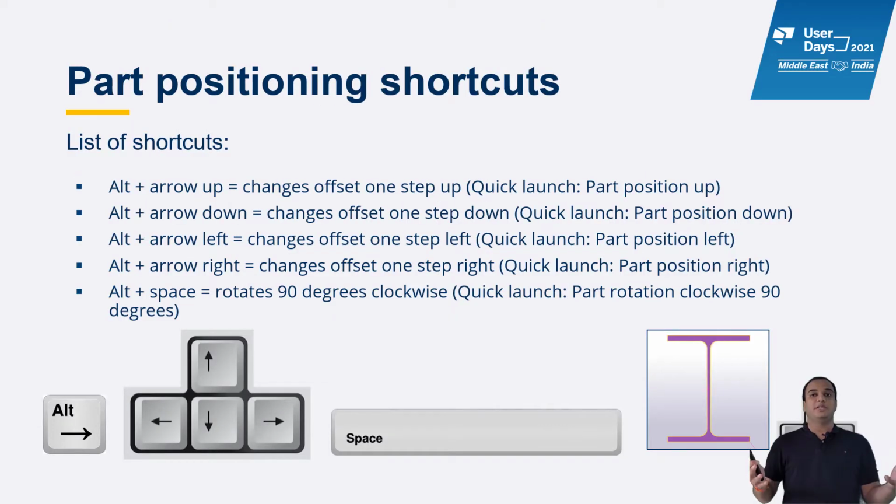The new part positioning feature. This allows faster modification of selected beams, polybeams or contour plates for positioning and setting the rotation with simple keystrokes. I can say it is a great tool for users who prefer to use shortcut keys. The shortcuts are Alt plus up, down, left and right arrows for positioning in the X and Y direction, and Alt plus space key to rotate by 90 degrees in the clockwise direction.